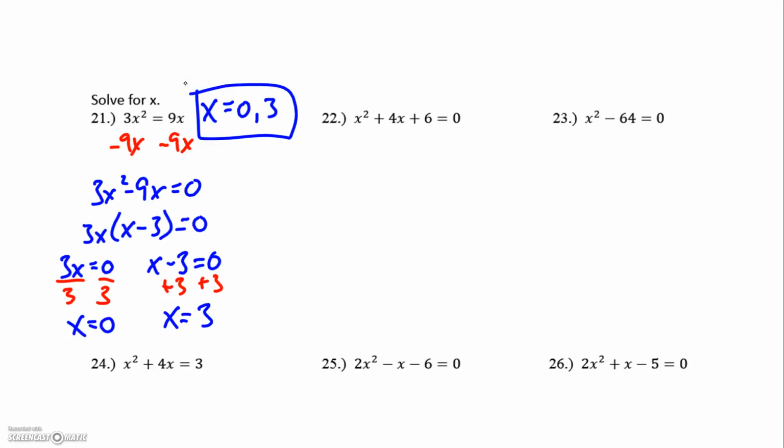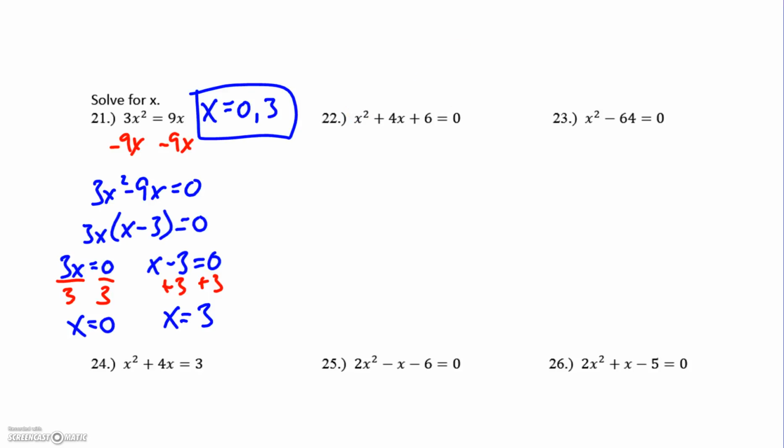And number 22, again, the first thing I would check here is I would build a bridge. That gives me a 6. Two numbers that multiply to 6 but add to a 4. It's not going to happen, so this one can't be factored. So I either need to use completing the square or the quadratic formula. Many of us are just going to go right to the quadratic formula on this one, and that's okay.